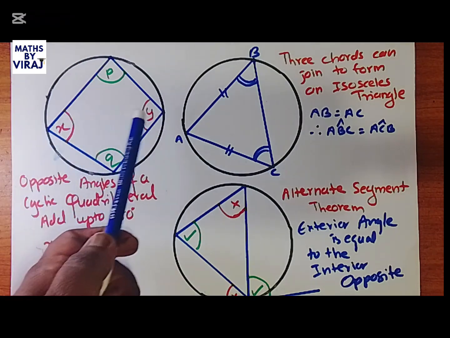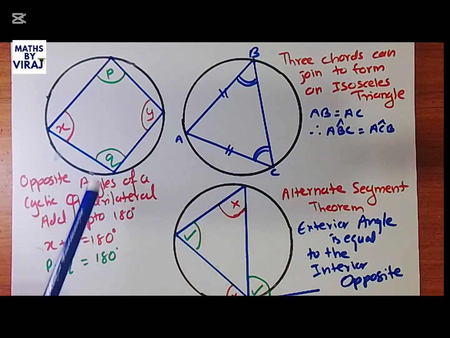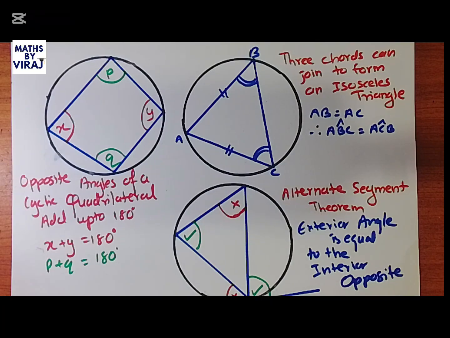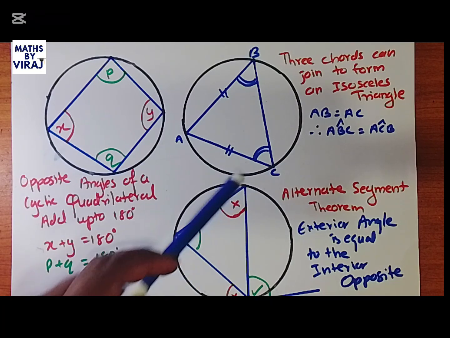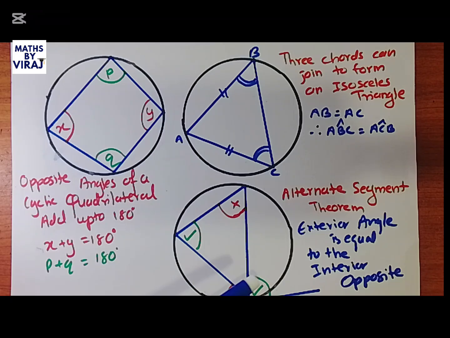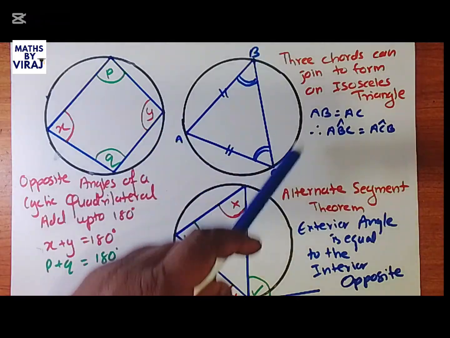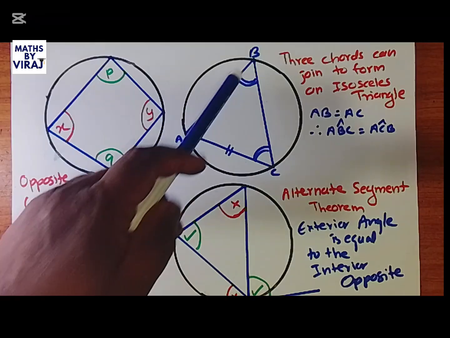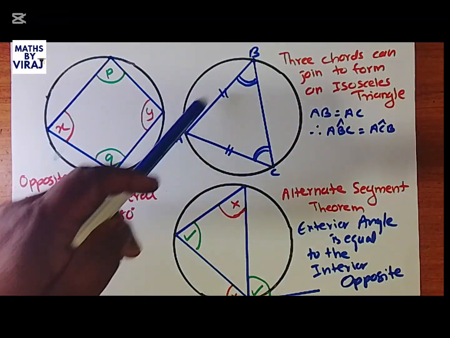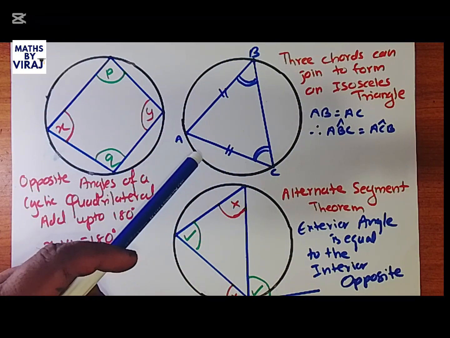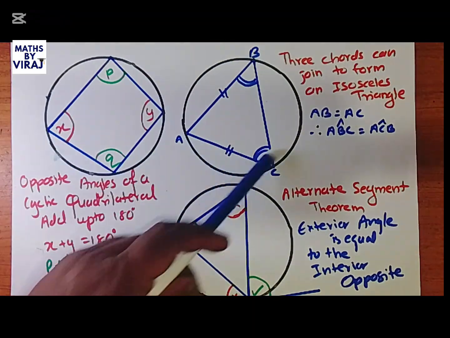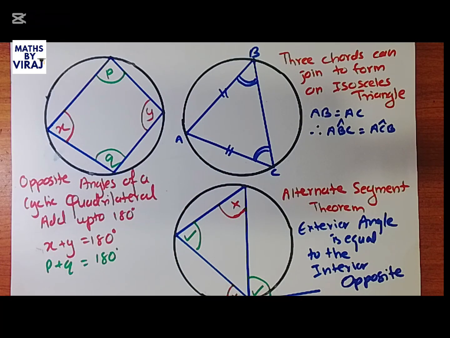In this case, x plus y equals 180, p plus q equals 180, and the sum of all interior angles, as you know, is 360. Having that said, now, this is not much of a theory, but it's better to have it as an understanding before the sum. You see that AB, BC, and AC, these are three chords that we have. In these three chords, these two sides, AB and AC, they are equal. Therefore, the angle ABC is equal to the angle ACB, making this an isosceles triangle.